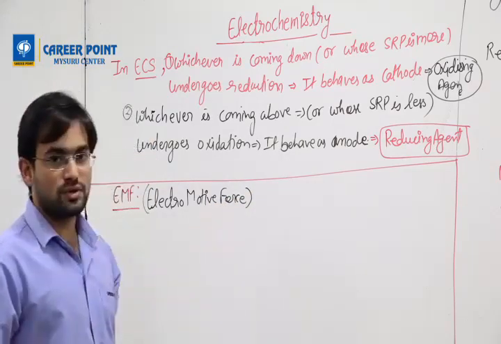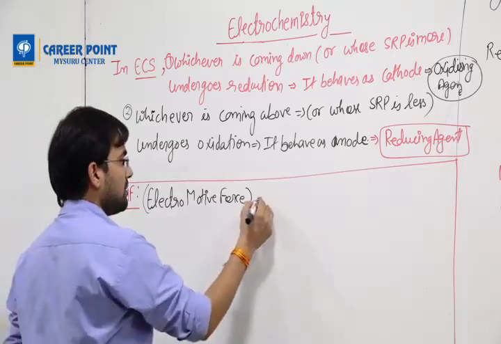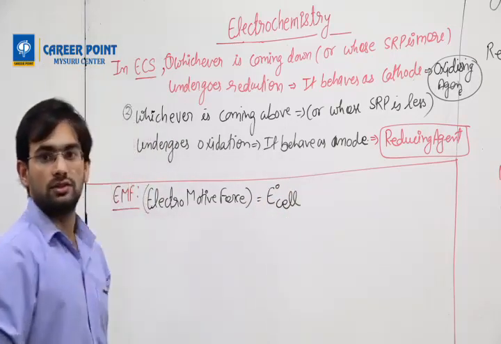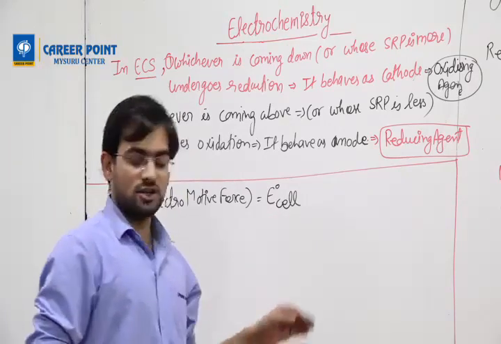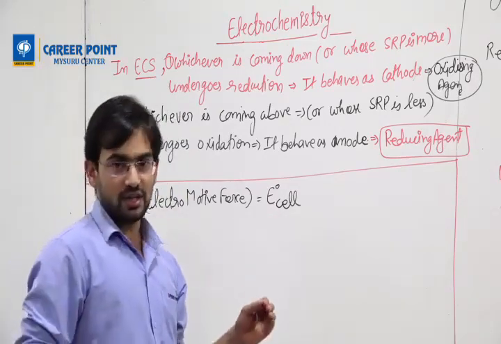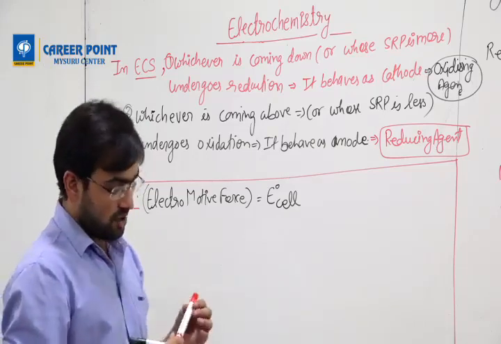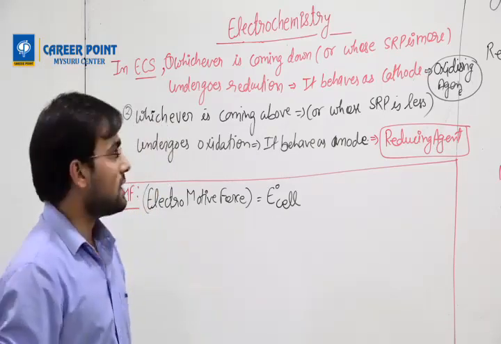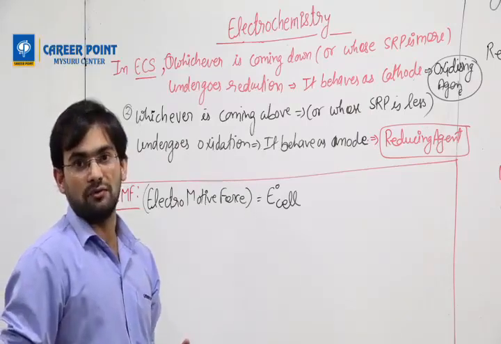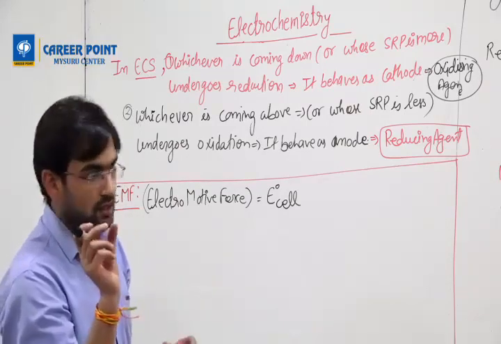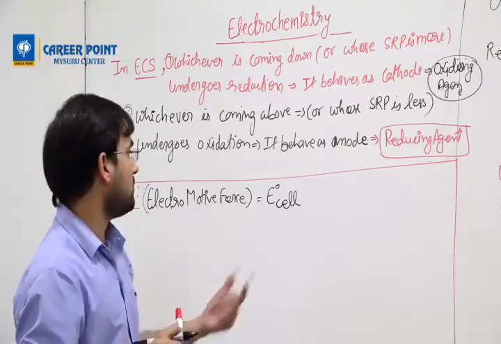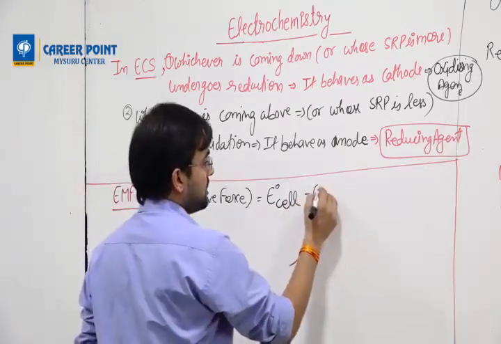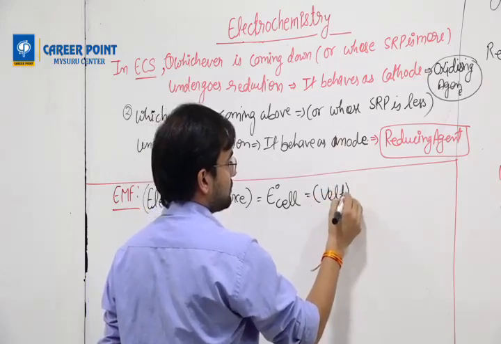Electromotive force is denoted by E0 cell. How does it represent? Whenever you want to buy a cell for your wall clock, at the back side you will see 1.5 volts. That magnitude, 1.5, is known as E0 cell. Its units are volts.